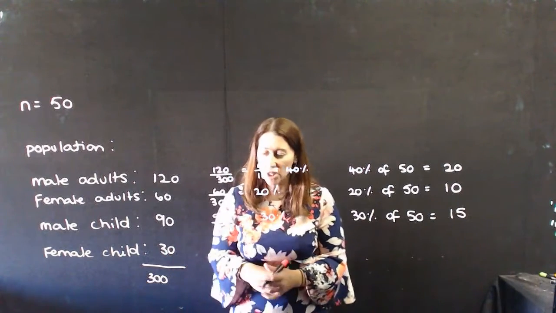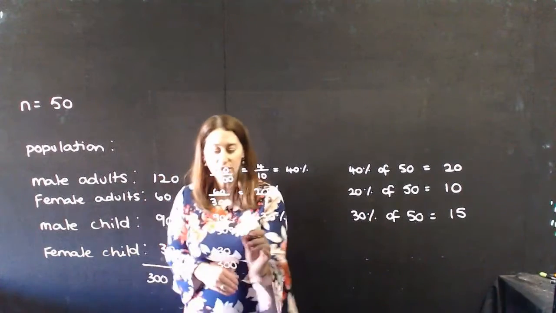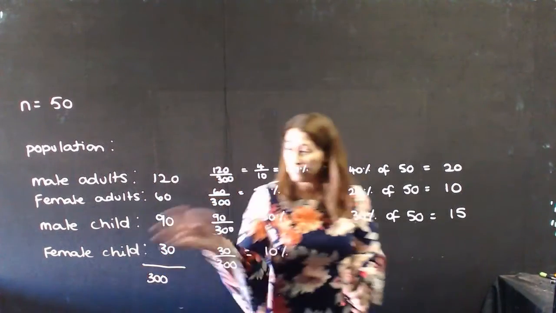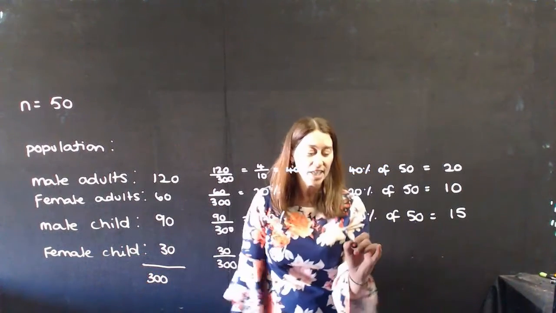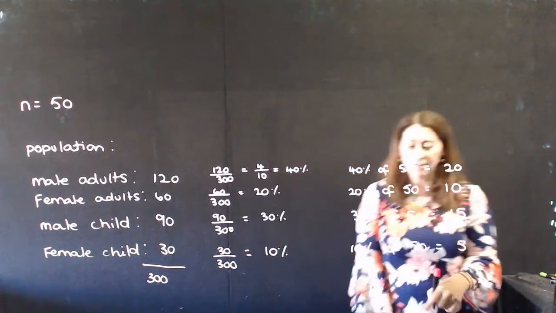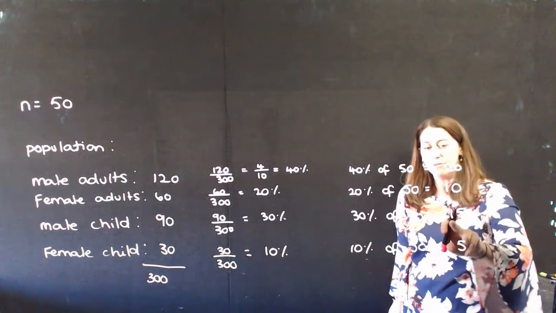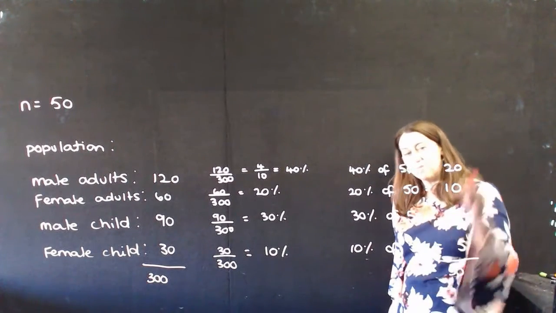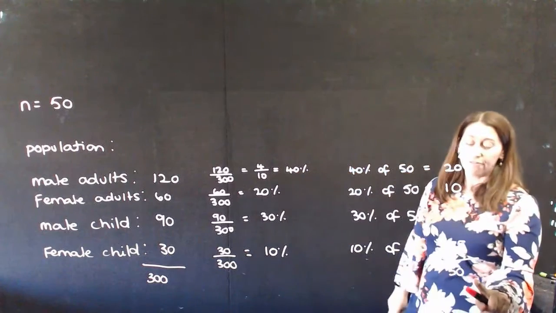And then lastly, the girls, well, they take up 30 out of a total of 300 from the population, which breaks down to be 10% of our population. So 10% of our population are female or girls. Let's work out what 10% of 50 is to find out how many girls should be part of my sample. 10% of 50 is 5. So 20 plus 10 is 30, 45, 50. There's my breakdown, and that's the number of people that I should take from each subgroup to ensure I've got my sample size of 50.